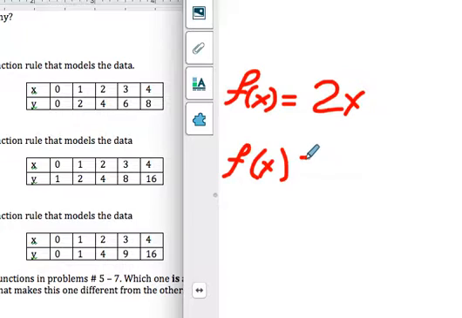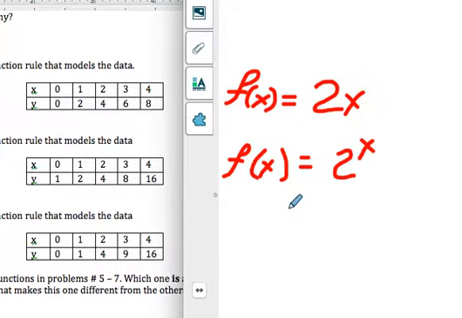And I think the key here is that when x is 1, f of x is 2. So I think our base here is 2, and our exponent is x. Let's just see if that works. So if x is 0, 2 to the 0 is 1, so that checks. If x is 1, 2 to the 1 is 2. And you can go through and check them, and that is definitely the function rule that we're looking for here.